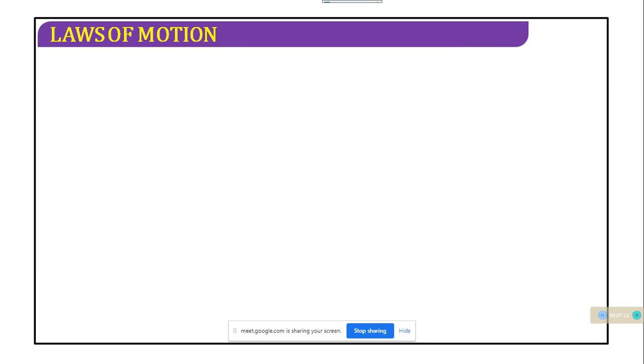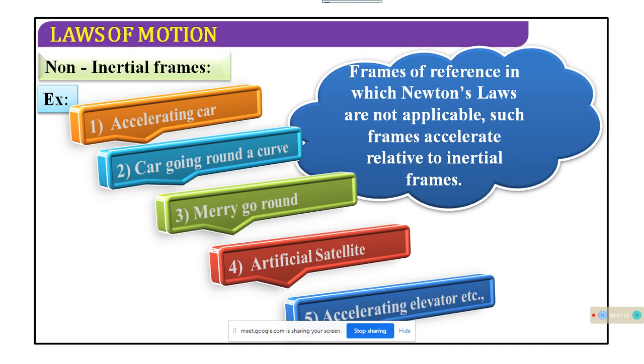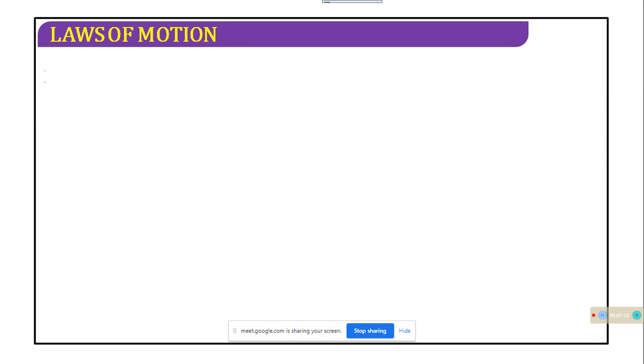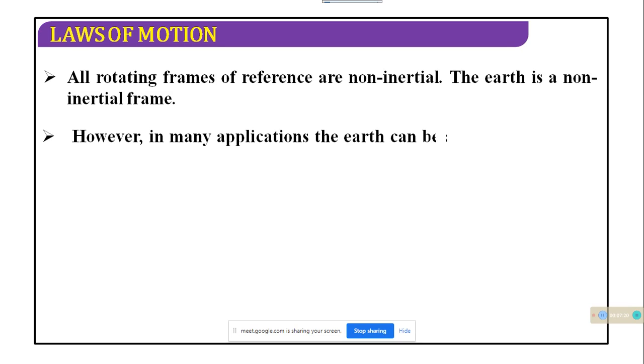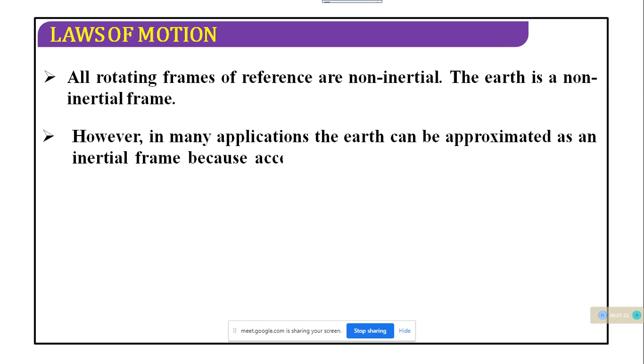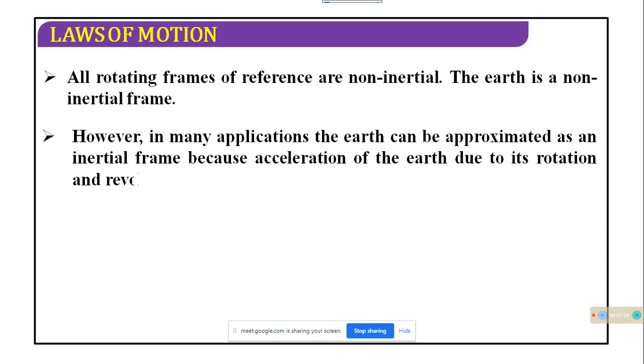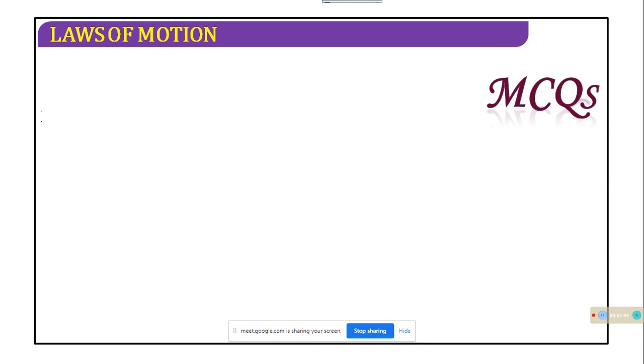And the last one, an accelerating elevator. All rotating frames of reference are non-inertial, and the earth is a non-inertial frame. However, in many applications the earth can be treated as an inertial frame because the acceleration of the earth due to its rotation and revolution is negligible.